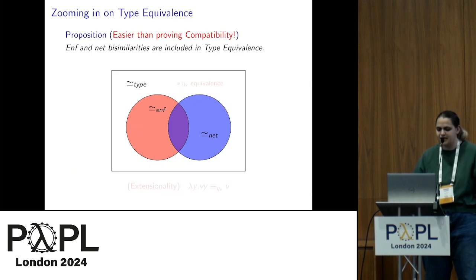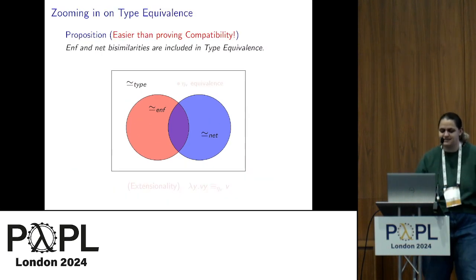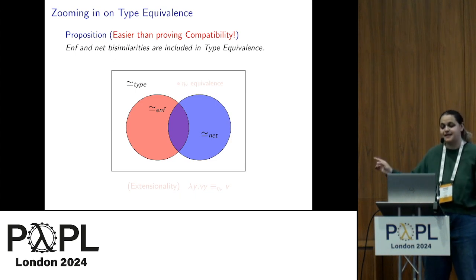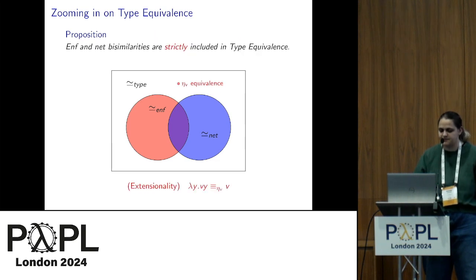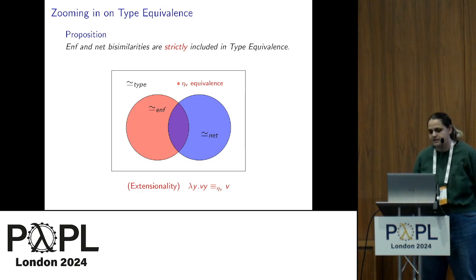But let's zoom in a bit on this type equivalence, because I haven't shown you that maybe their union actually matches type equivalence. We can prove that it's included in type equivalence, and that's actually easier than proving that it's included in contextual equivalence, easier than proving compatibility. But this inclusion is, again, strict. There is a problem with eta v equivalence.